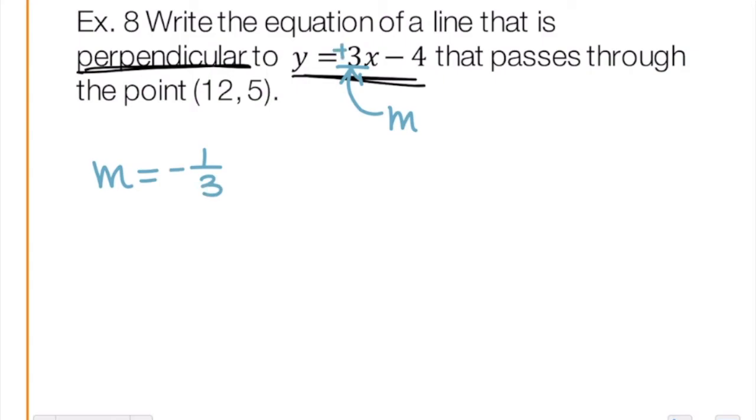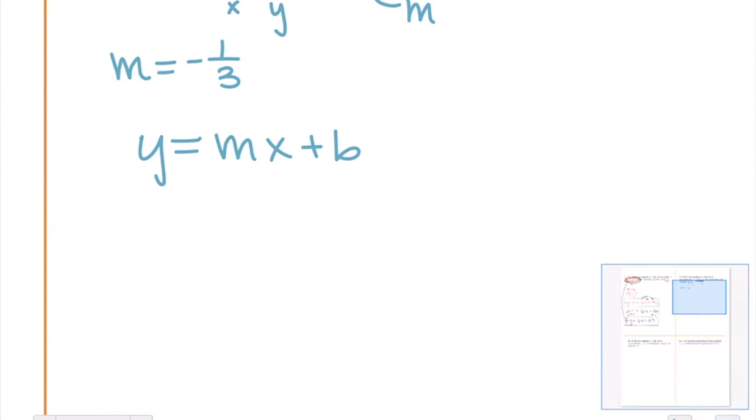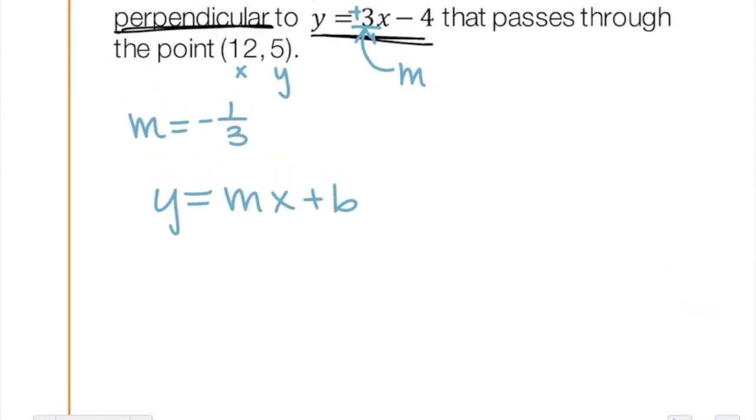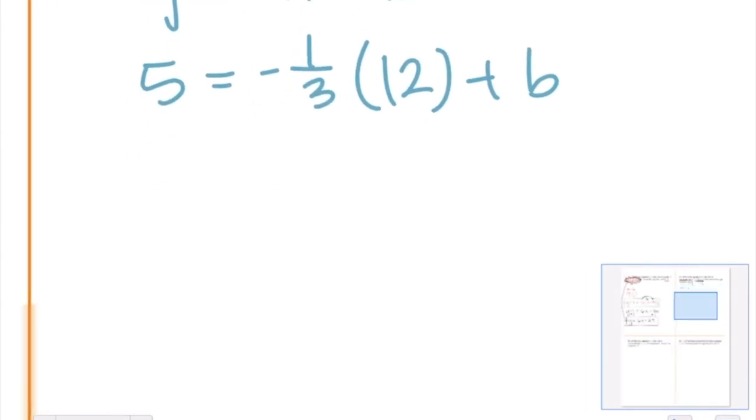So now we've got an x and a y value. I'm going to go ahead and immediately use slope-intercept form here and plug in for y is equal to mx plus b. We're going to plug in y, m, and x and solve for b. So our y is 5 from the ordered pair we're given. Our m is negative 1/3. Our x is 12 from the ordered pair given. And now we can just simplify and isolate our b value.